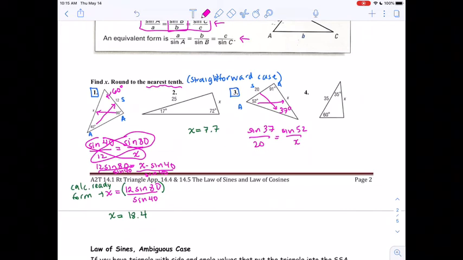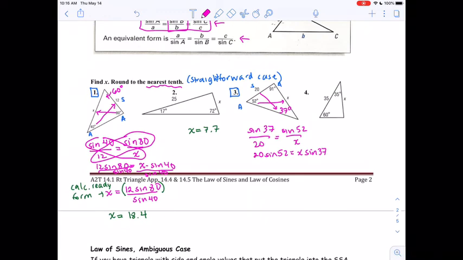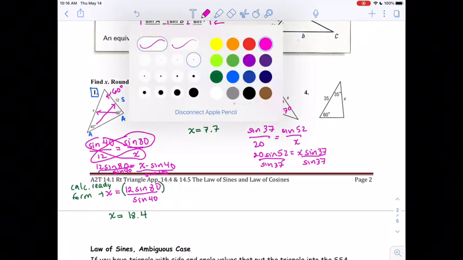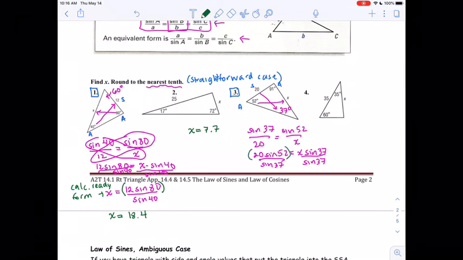If you go ahead and solve, you get 20 sine of 52 equals, I always put x in front because I don't want people to think it's sine of 37x, so x times sine of 37, and then divide both sides by sine of 37. Enter that quantity into the calculator, making sure that we have parentheses around the top. Divide by sine of 37, and round it to the nearest tenth, I should get 26.2. And for the last one, when you solve for that one, you get x equals 30.4.